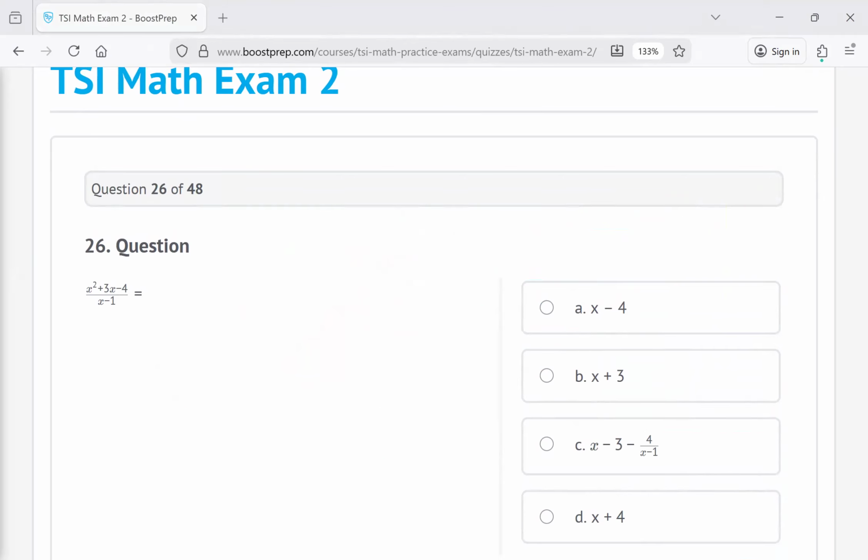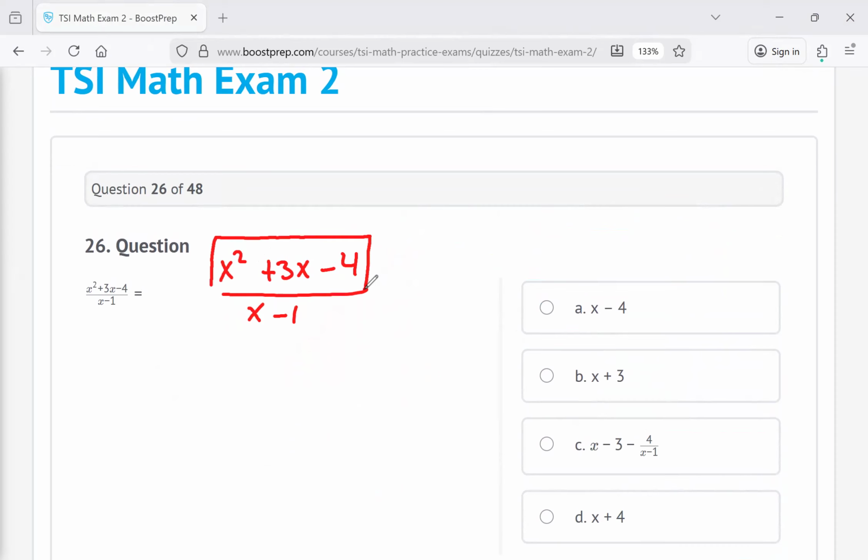Okay, this one we have to simplify. On the top, I know you can't see this, but it says x squared. Let me write it: x squared plus 3x minus 4, all over x minus 1. So you kind of have to factor this and cancel.